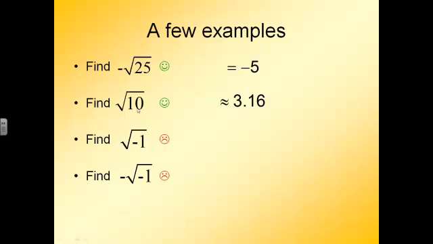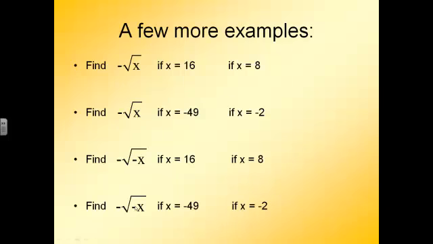Root 10, that means I want the positive root of 10, which is approximately 3.16. But root negative 1, can't do it. And even if I ask for negative root negative 1, it's not like these two negatives cancel each other out. We can't get past this part, so that doesn't exist. Now let's take this out for a test drive. Find negative root of x if x is 16 or 8. If I let x be those numbers, I end up getting the negative root of 16, negative 4, and the negative root of 8. Not a problem.